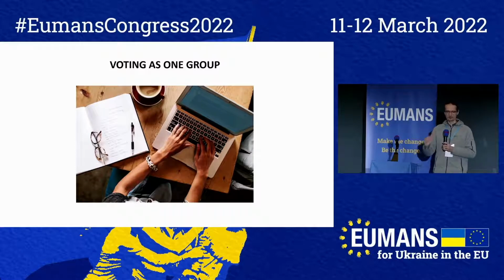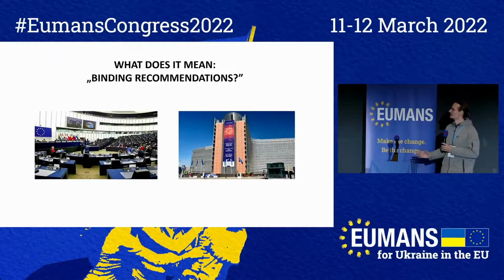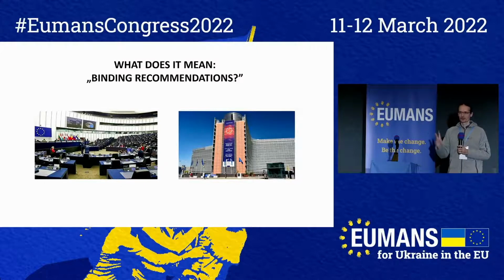And then there is this outcome. And here we come to the key question: what does it actually mean that the recommendations are binding? So you have 2 options. Let's say, what could be the recommendation? The subsidies for farmers should be switched to supporting organic farmers only. And this is something similar to what has been the outcome of citizens' panels.